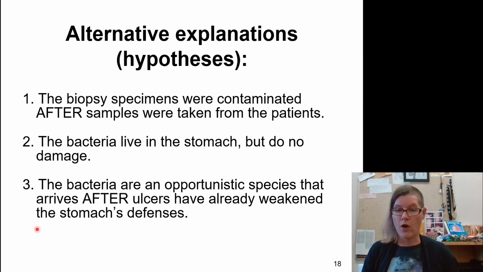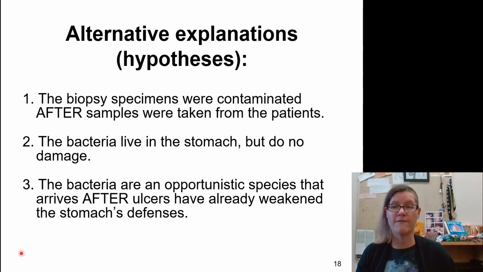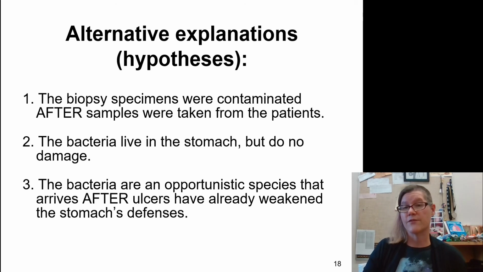So an ulcer occurs because of acid and stress. The stomach's defense is weakened, the wall is weakened, and the bacteria are opportunistic. They jump in and go, hey, you made a home for me. And then they join up and are part of it, but they don't cause the ulcer. So all of those are possibilities, which of course we could figure out by doing a good controlled scientific study.